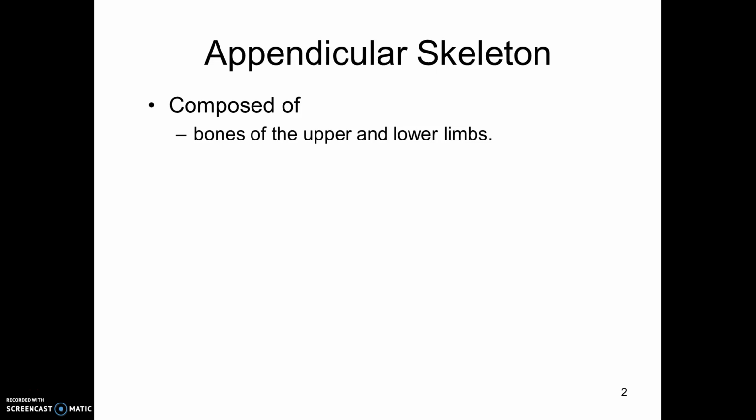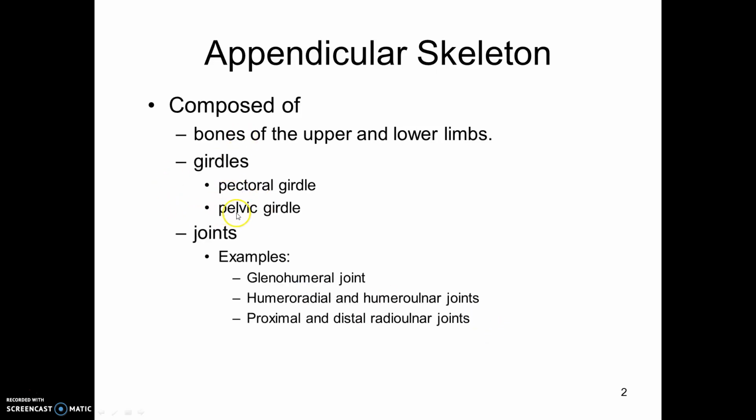As you recall, it's composed of bones of the upper and lower limbs, including the pelvic girdle, which we talked about in Module 1, and now the pectoral girdle, which we're going to be emphasizing here, along with the upper limb. Here are some examples of some articulations that we'll also be talking about in the upper limb. The glenohumeral joint, which is the shoulder joint, the humeroradial and humeroulnar joints, which form the elbow joint, and the proximal and distal radioulnar joints are just examples.